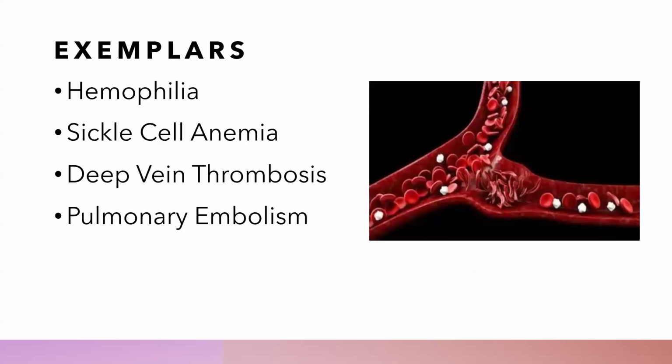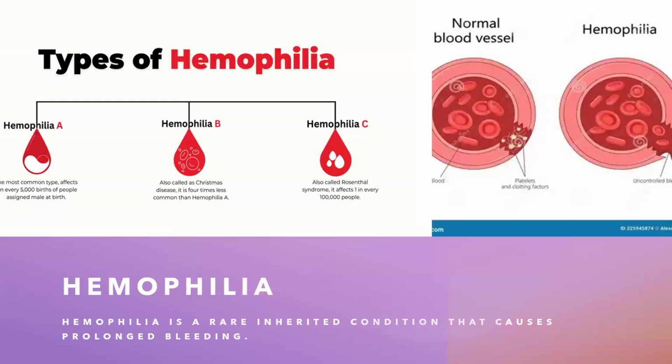So let's talk about hemophilia, sickle cell anemia, deep vein thrombosis, and pulmonary embolism. These are going to be some exemplars. We'll cover those on each slide, and we'll talk about the patients that may present with these. These are the patients that you may see and the things that you need to know as a nurse to be able to help them. So let's go to the first one.